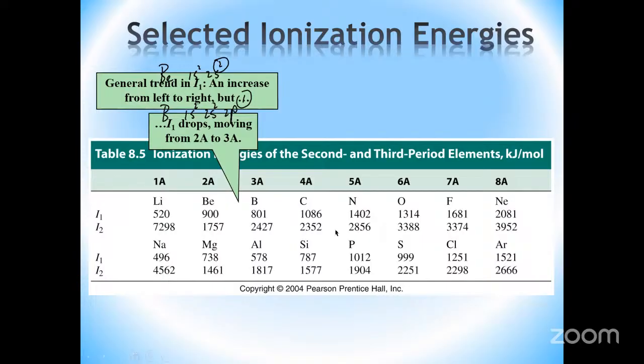But again, we see another slight drop going from nitrogen to oxygen. So nitrogen is 1402 in terms of its I1 value, and the corresponding value for oxygen is 1314. So how do we explain that? All right, so again, we have to go to the electron configurations of those two elements.